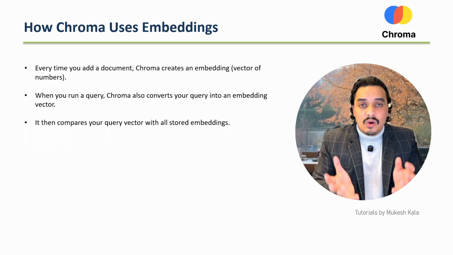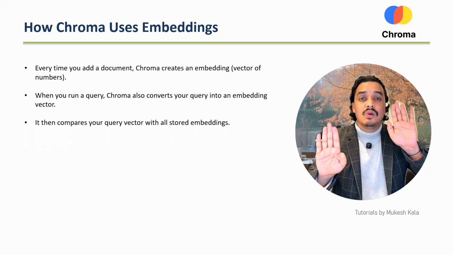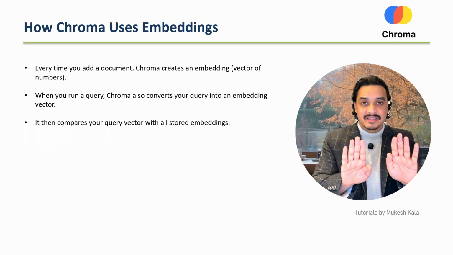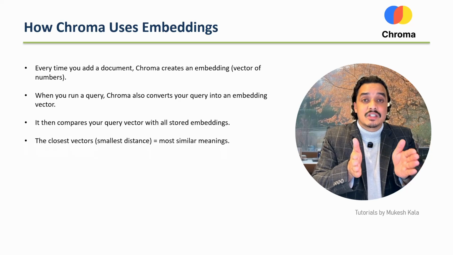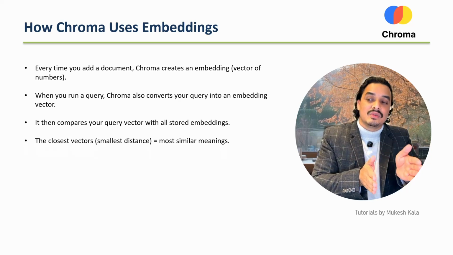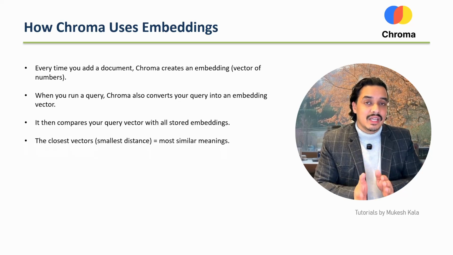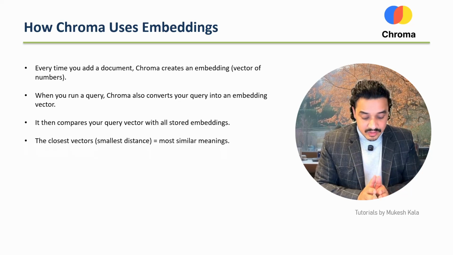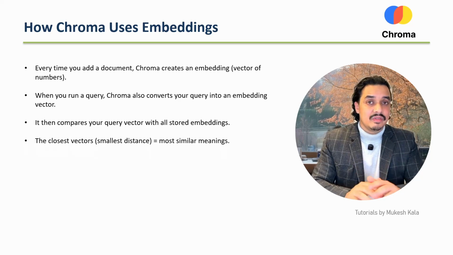Then all Chroma has to do is compare your vector query with all the stored embeddings. Once that is done, you would have the smallest distance, the closest vector, and that's how you get the similar meanings, right? So till this point we have understood that whenever I am adding data or documents to the Chroma database, we were getting embeddings.